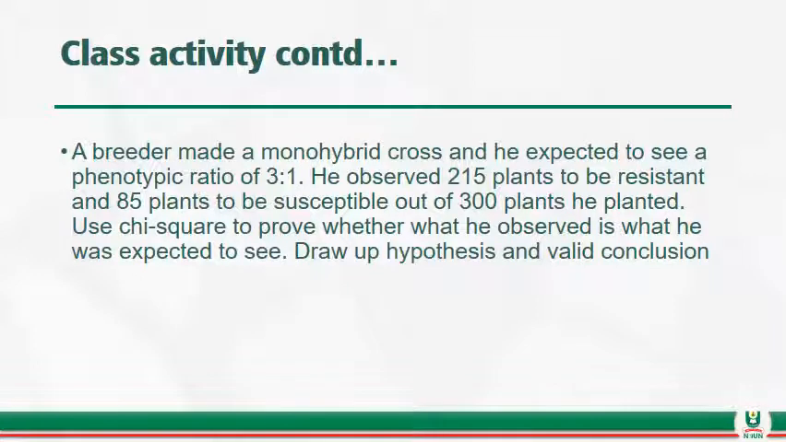Question is here: a breeder made a monohybrid cross, and he expected to see a phenotypic ratio of 3 to 1, which is the Mendelian ratio. But he observed, this is the observed value now, 215 plants to be resistant and 85 plants to be susceptible out of 300 plants that he planted. So the question now is, use chi-square to prove whether what he observed is what he expected to see. And I want you to draw your hypothesis and a valid conclusion. I'll give you some time to do that.